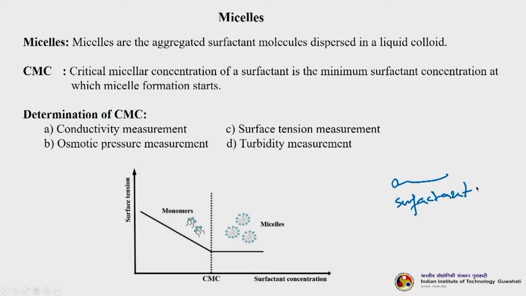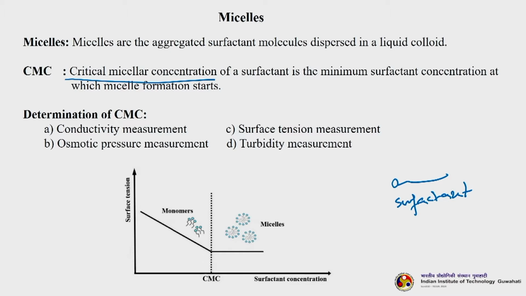When these surfactants are dispersed in aqueous media and beyond a certain concentration, they will form micelles, and that concentration beyond which the surfactants form micelles is called CMC, critical micellar concentration. And how do you determine CMC? We can do it by measuring conductivity, osmotic pressure, surface tension, or turbidity.